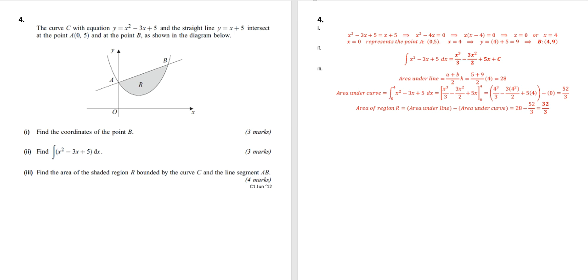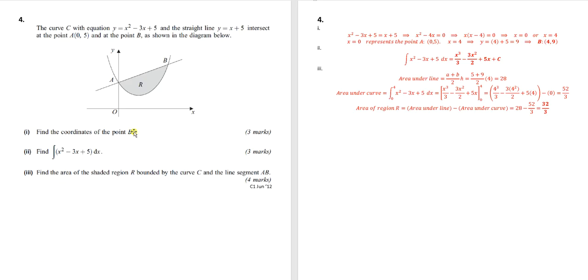Now, for the third part, the area between the curve and the line, we have to remember what it is that integration does for us. Integration will give you the area bounded by the curve and the x-axis between 2 points. And if the curve is below the x-axis, it comes out negative. But if it's above the x-axis, it'll come out positive.